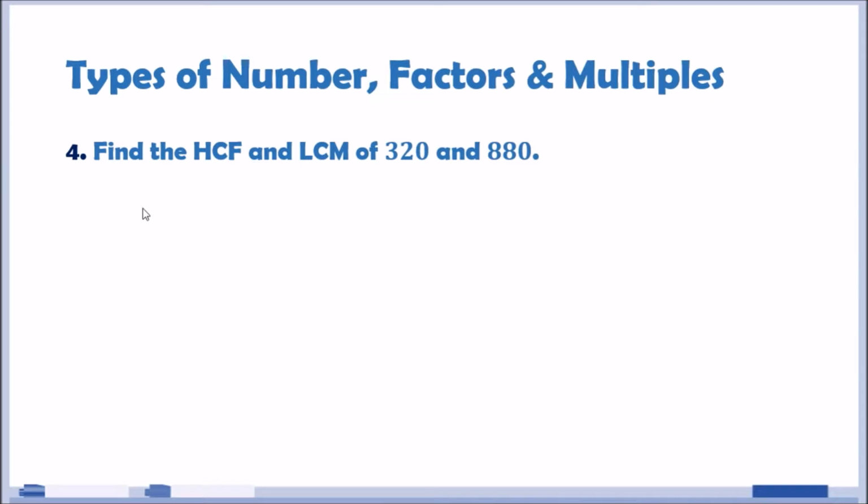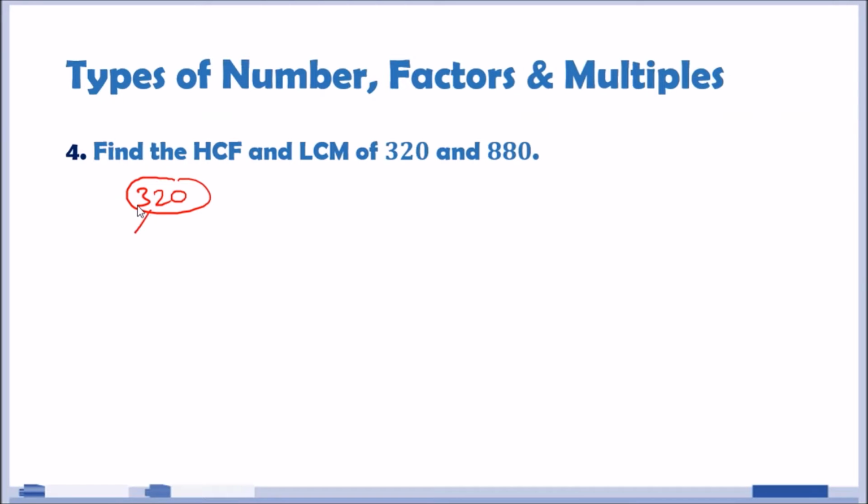Okay, HCF and LCM. So the highest common factor and lowest common multiple of 320 and 880. How do we find this? Well, the easiest way to resolve this is using something known as a prime factor tree, which I spoke about in my videos. So let's go ahead and do this one for 320 and deduce the HCF and LCM after.